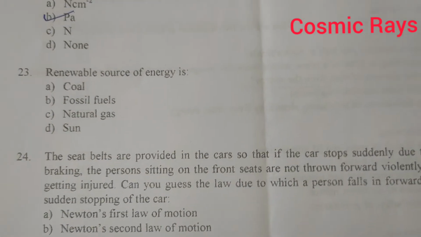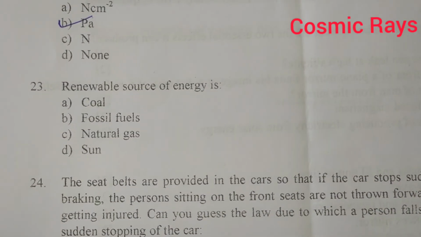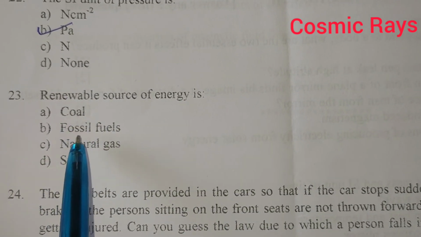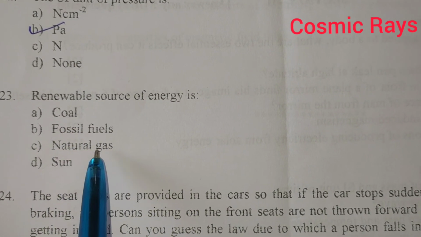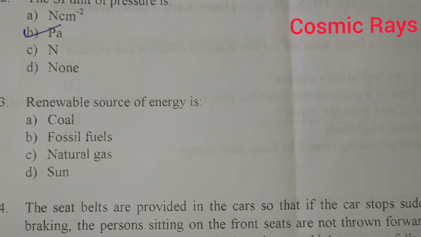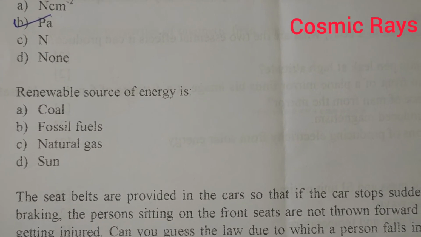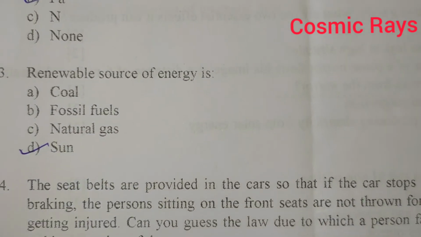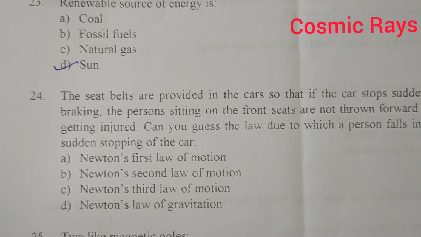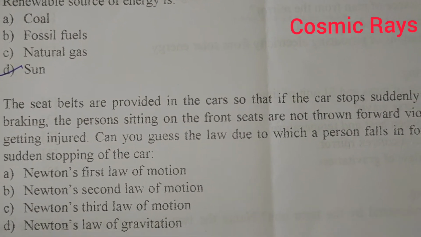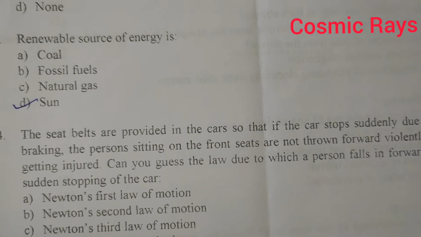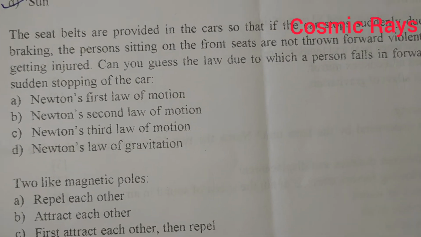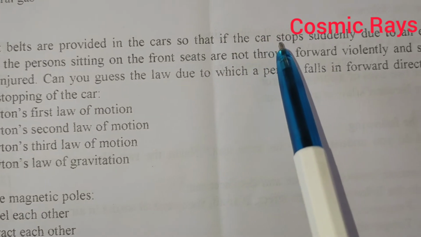Now moving on to the next question, it says renewable source of energy is. Looking at the options, coal is a non-renewable source, fossil fuels are non-renewable, natural gas is a non-renewable source. Non-renewable sources are those sources which take millions and millions of years to be formed. So sun is the right answer, which is the renewable source and is the ultimate source of energy for the entire universe.